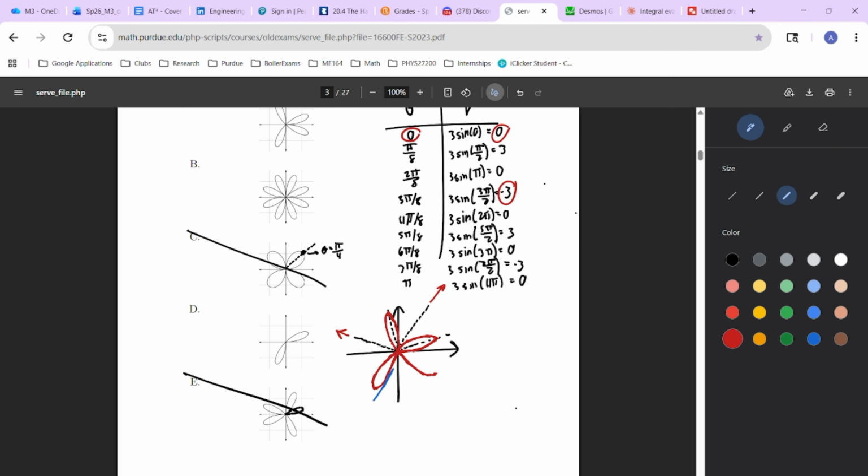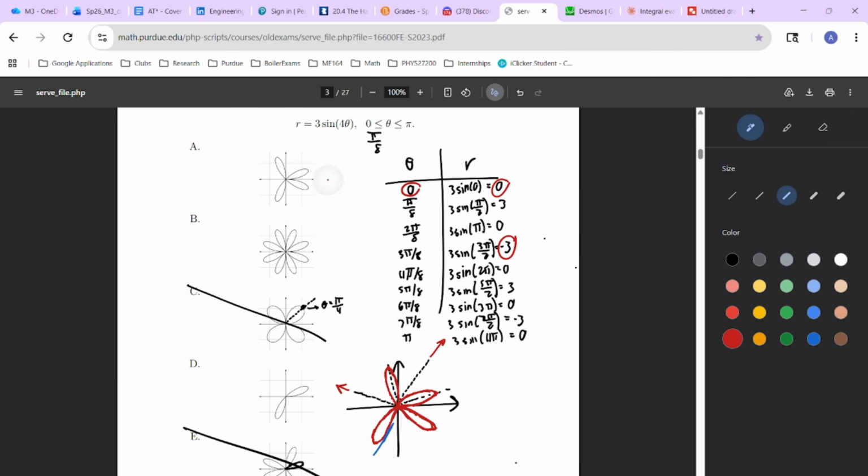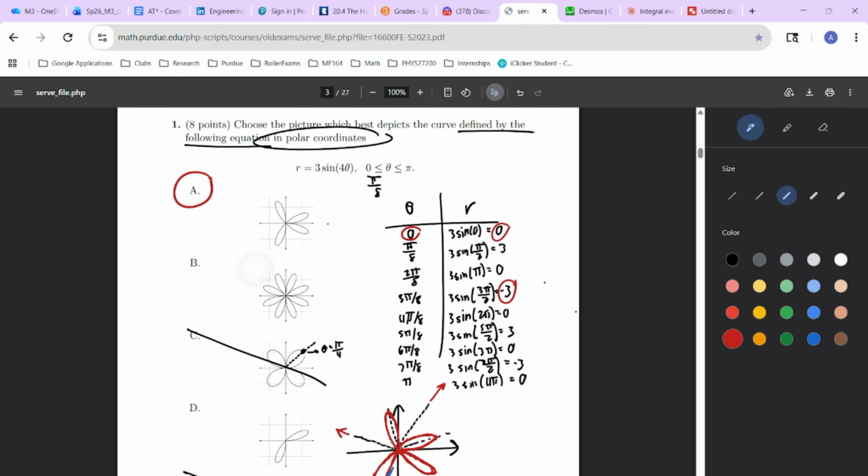And then it returns back to the origin of pi, which would be that. And we can see that would be our final curve, and that matches answer A. So answer A would be the correct answer for this problem.